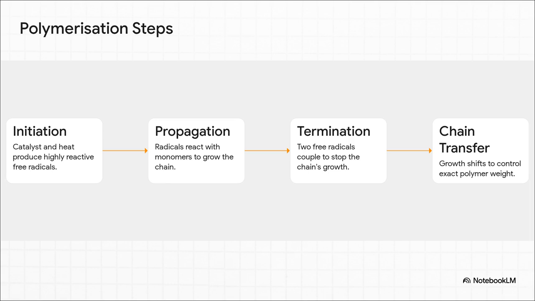Step 2 is propagation. This is where those radicals react with the monomers, breaking their double bonds and growing the chain. Picture a massive runaway conga line, pulling in new molecules faster and faster. Step 3 is termination. This is hitting the brakes. 2 free radicals couple together, abruptly stopping the chain's growth. Finally, there's an optional step called chain transfer. This is basically used to stop one chain and instantly start another, letting engineers control the exact weight and properties of the final polymer. This invisible chain reaction is literally what gives us everything from everyday plastics to synthetic rubber.